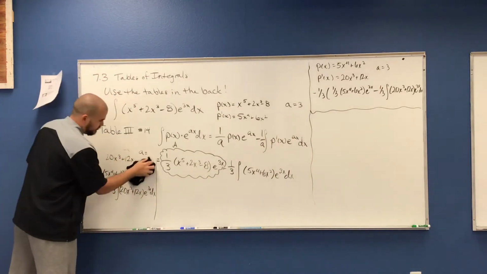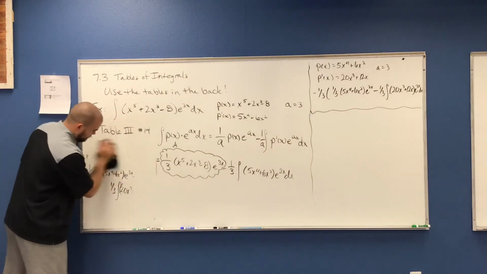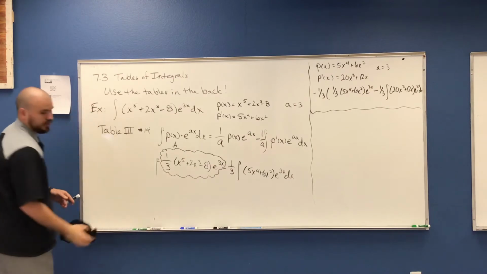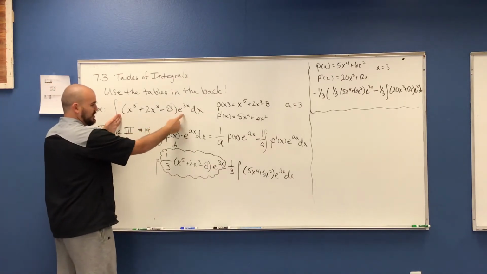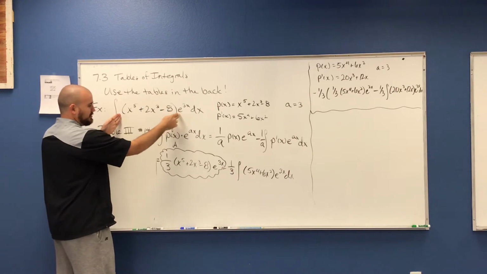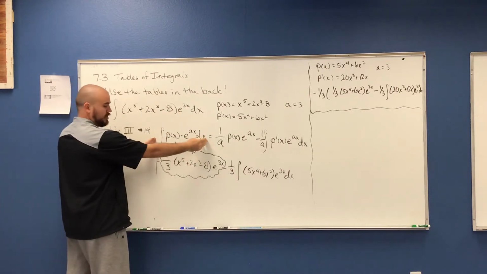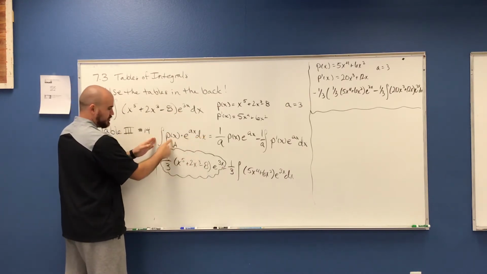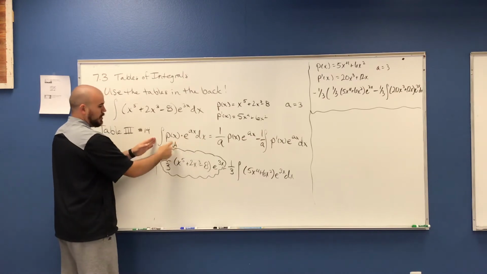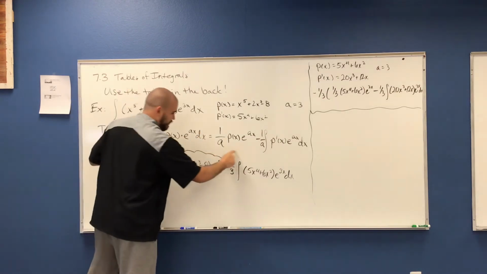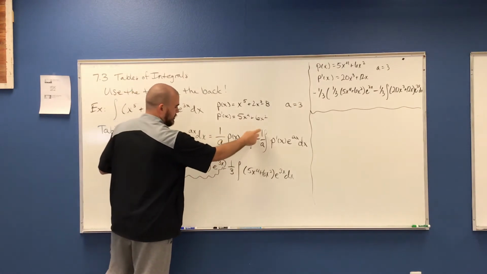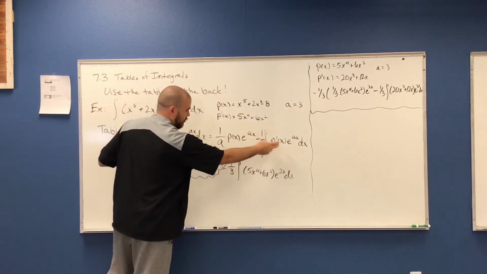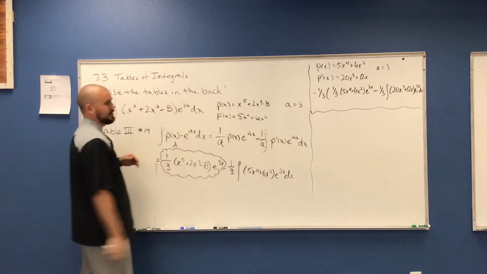So, let's reiterate what we did before we move on. We noticed in the very beginning, we had a function times e to the x. A function times e to the x relates us to table 3, number 14. It says a function times e to the x. The integral of that is this formula here: 1 over a times the function times e to the ax, minus 1 over a times the integral of the derivative of that function times e to the x dx.